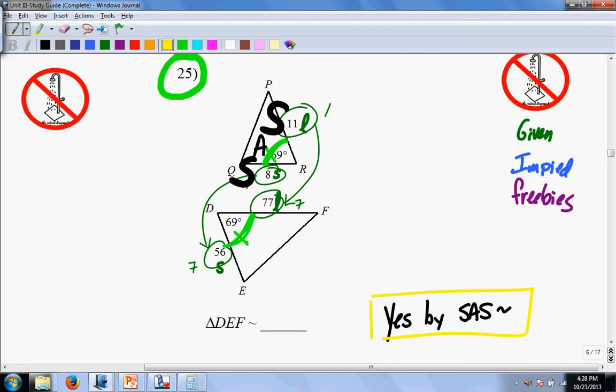Now, you want to take a look at, make sure you align your vertices here. So I'm going D, E, F. So D is at the 69, so my match is going to be R, then E is short direction, so I have to go short direction, which is going to be Q, and then the long direction, which is P. So you have to align your vertices there.